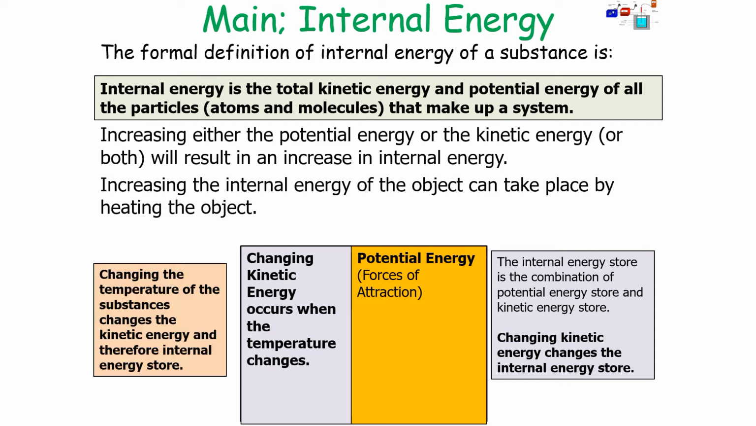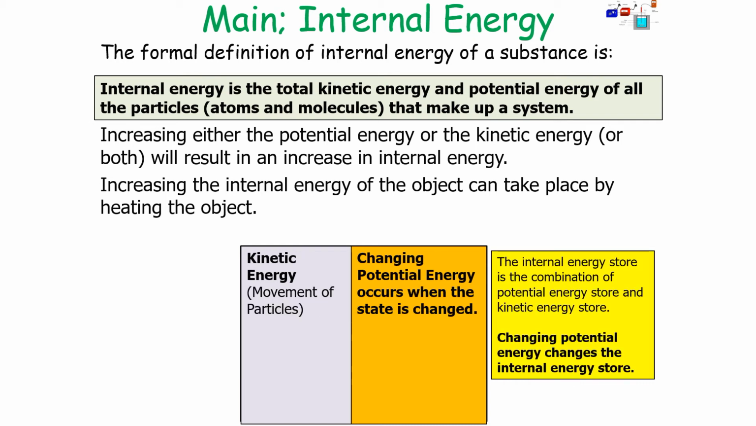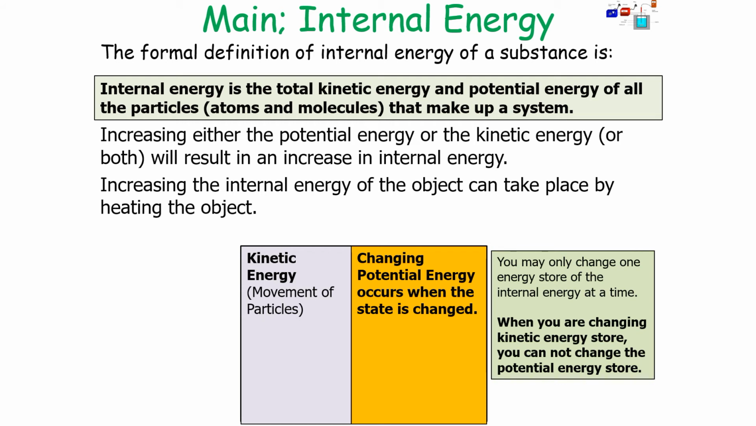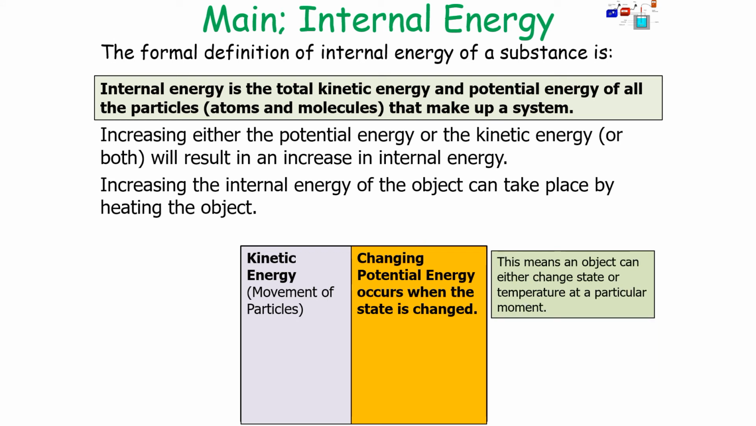So changing the temperature of substances changes the kinetic energy store and therefore the internal energy store. In addition, changing the potential energy store changes the internal energy store, and that occurs when the state is changed. So changing the state of matter of the object will change the potential energy and therefore the internal energy of the substance. Now you may only change one energy store of the internal energy at a time. When you're changing the kinetic energy store, you are not changing the potential energy store. And when you're changing the potential energy store, you can't change the kinetic energy store. So what that means is when an object changes state, it does not change temperature. And when an object changes temperature, it does not change state.